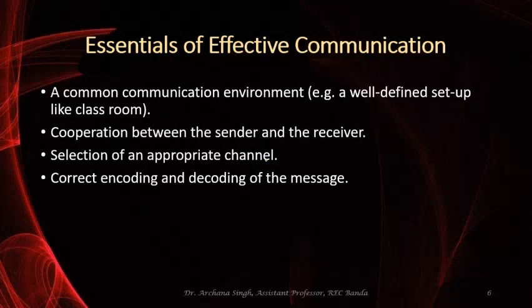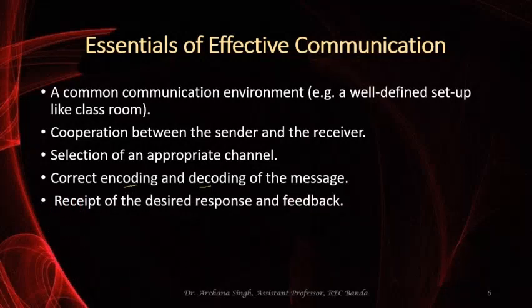Next is the correct encoding and decoding of the message. Encoding is the sender's part and decoding is the receiver's part. When the sender encodes things correctly, only then can the proper message be decoded. So it is the responsibility of both the sender and the receiver to ensure that the proper message is encoded and decoded. For that, we have the communication cycle, where through feedback the sender is able to ensure whether the message is properly decoded or not. And the most important thing is the receipt of a desired response and feedback; only then are you ensured that the process is complete, and there is no chance of miscommunication.